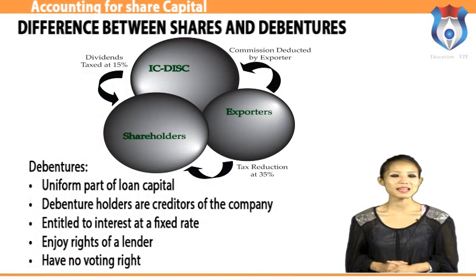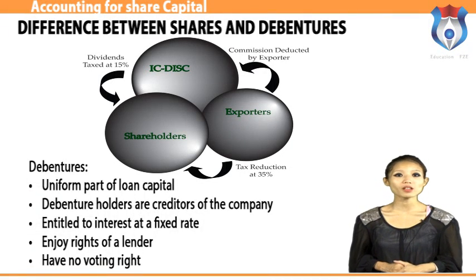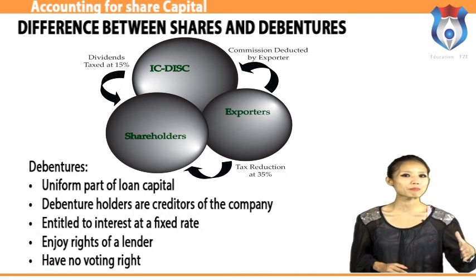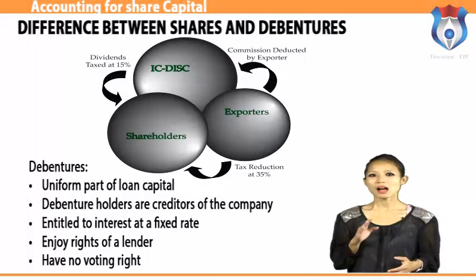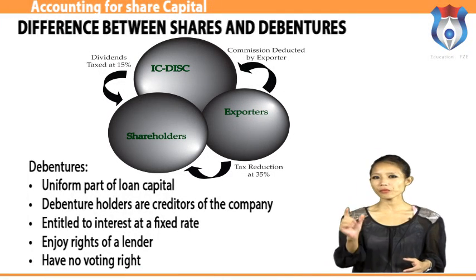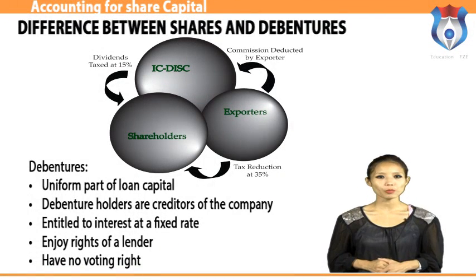A shareholder is entitled to receive a dividend when there are profits. The rate of dividend varies from year to year depending upon the amount of profit. On the other hand, the debenture holders are entitled to interest at a fixed rate which the company must pay whether or not there are profits.